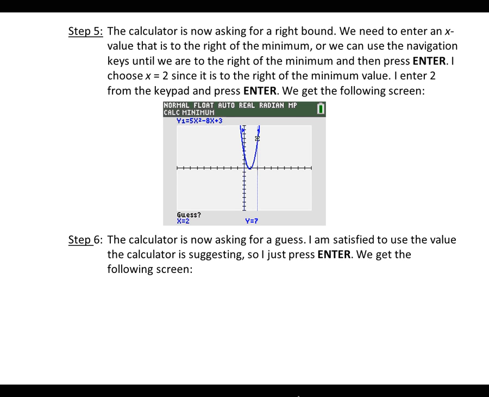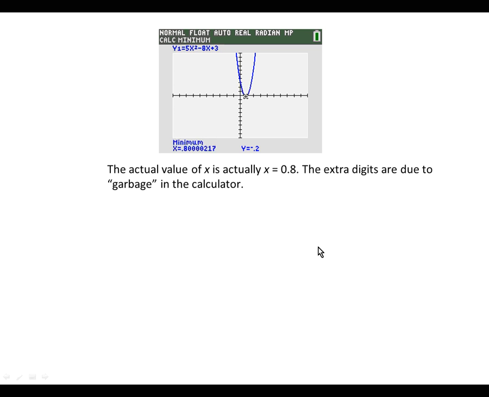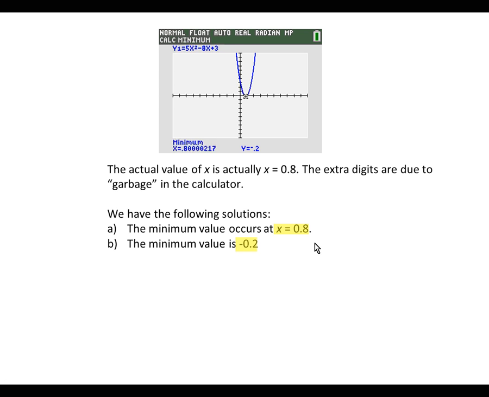Again, these extra digits, that's just garbage in the calculator. There actually is a way to clear out the garbage in your calculator, but it's not really worth doing. It doesn't happen very often, but every once in a while it does happen. So the actual value again is 0.8. So our solutions: the minimum value occurs at x equal 0.8. Minimum value is -0.2. So again, notice it found the x and the y at the same time. Now it's up to you to be very careful about which one you are looking for, or whether you are looking for both of them.